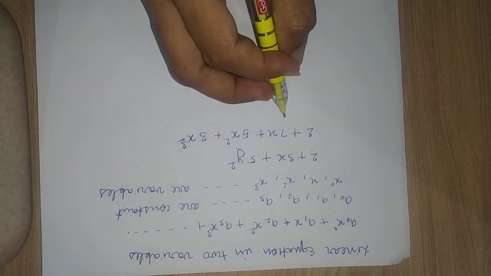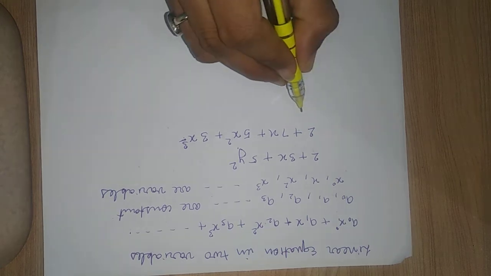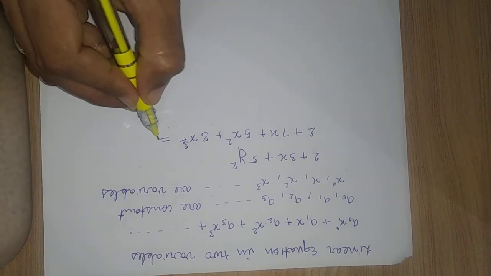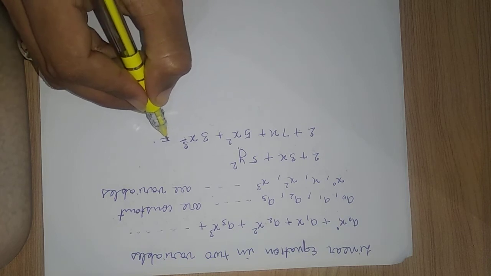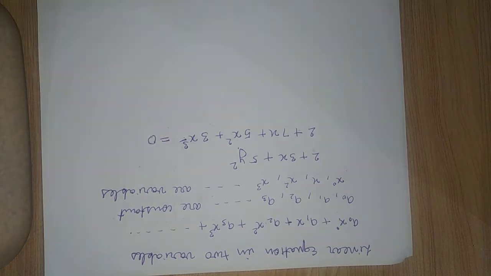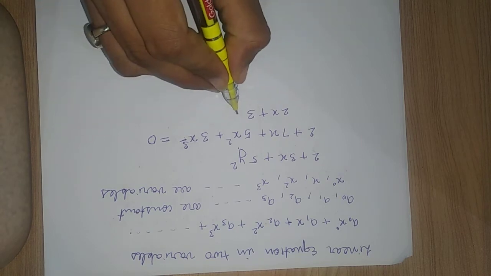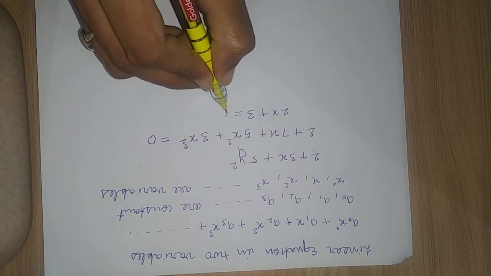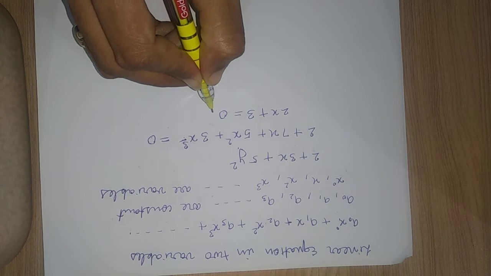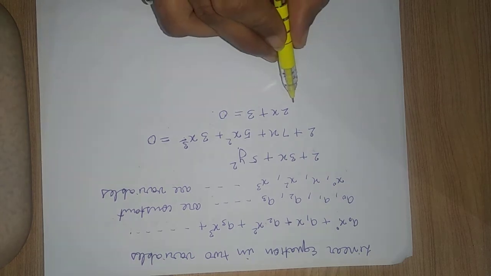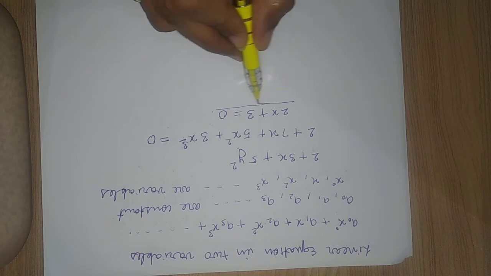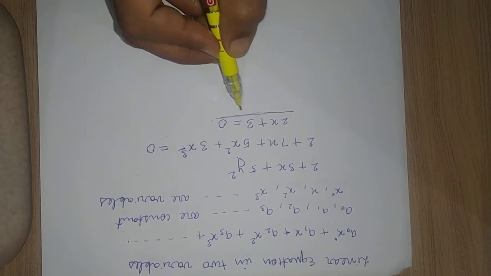So now what is an equation? When we put a polynomial equal to 0, it becomes an equation. A polynomial of degree 1 is called a linear polynomial. This is a linear polynomial of degree 1, so if we write it equal to 0, it becomes an equation. So in previous classes we have learned how to solve linear equations in one variable.